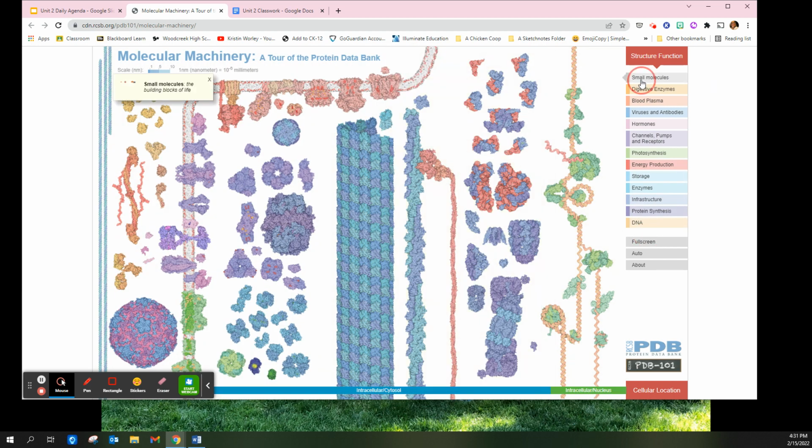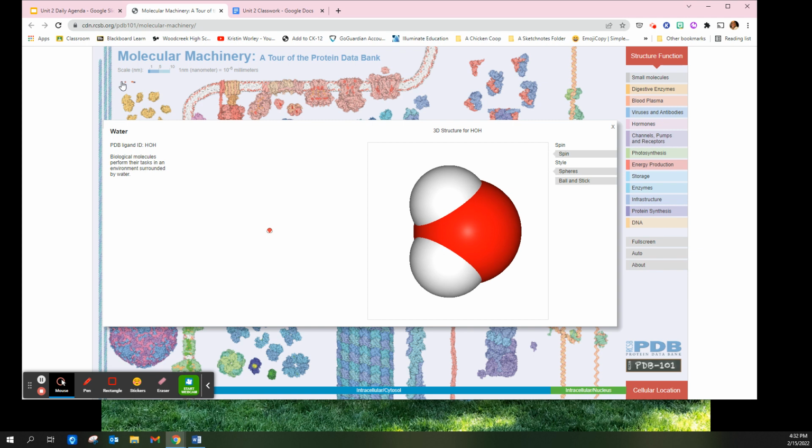If you click on just the small molecules alone, you'll see that you've got the building blocks of life. That's what we've been studying. So let's look real closely at them. We've got ATP, so that's adenosine triphosphate. The next one over is glucose. And then even this last teeny tiny one, which is hard to get my finger on. There it is. That's a water molecule.